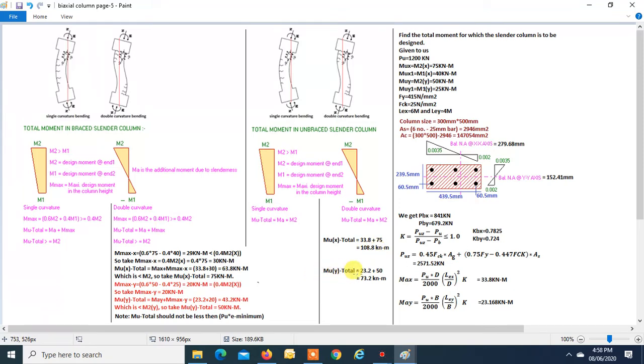Now MUY total turns out to be MAX, which is 23.2, plus M2Y. M2Y is 50, so the moment turns out to be 73.2 kilonewton meter. So this is the moment which has to be taken about the minor axis. So we will have to check whether our section is safe for carrying it. PU is equal to 1200, MUX is 108.8, and MUY is equal to 73.2. Check that. We'll give the values quickly.